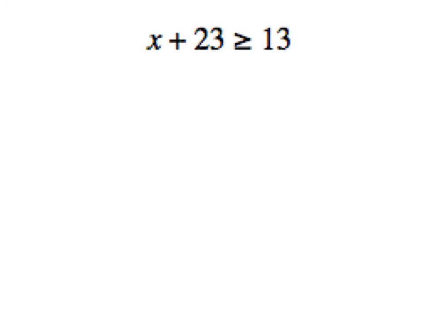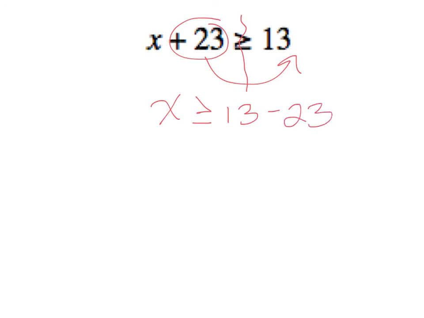Final one. Draw the wall. We're going to get this negative 23 to the other side, and when it crosses over, it will turn positive. So it goes from negative to positive when it crosses over. So x is greater than or equal to 13 minus 23. This is like you have $13, you owe 23. So you pay everything you have, and you're left over with $10 you owe.